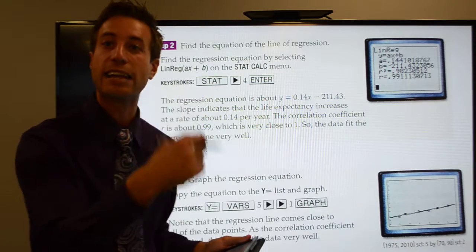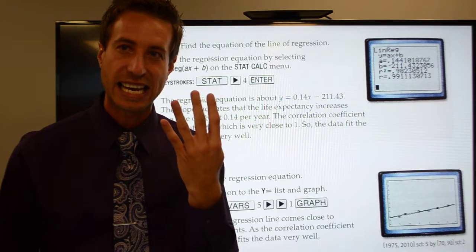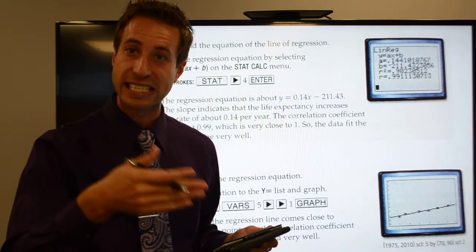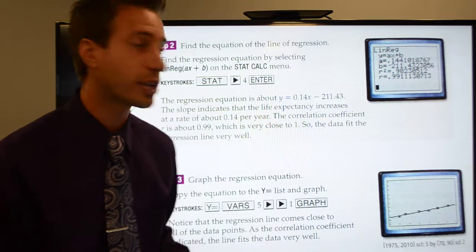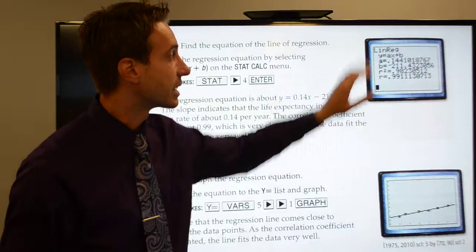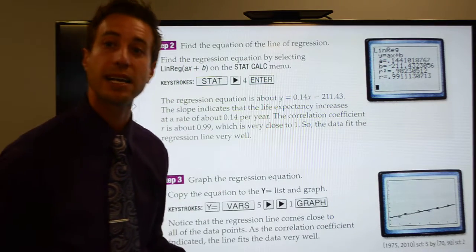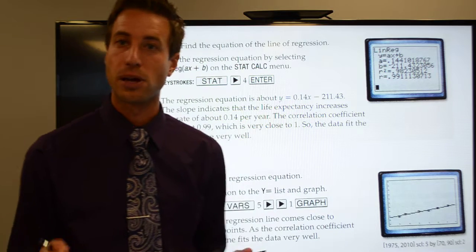Now you'll need to hit enter a couple of times. I think on my calculator I need to hit it 4 times until you get down to calculate. And then when you hit enter that last time on calculate, your screen should come up looking like this. It's going to give you an equation. It tells you what kind of equation it is. It's y equals mx plus b.